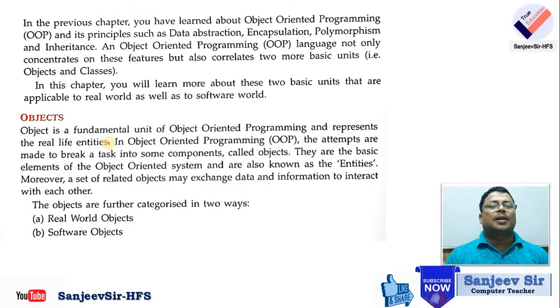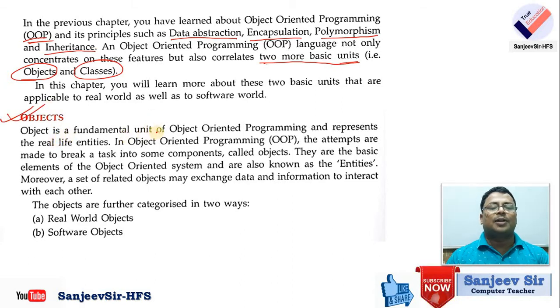First, we will discuss in this chapter what we previously discussed about OOPS, object-oriented programming. Object-oriented programming is a language that supports all the principles of data abstraction, encapsulation, polymorphism, and inheritance. This time we will discuss the basic concepts, the basic units of an object-oriented programming language, which are two things: object and class. So we are going to discuss the object.